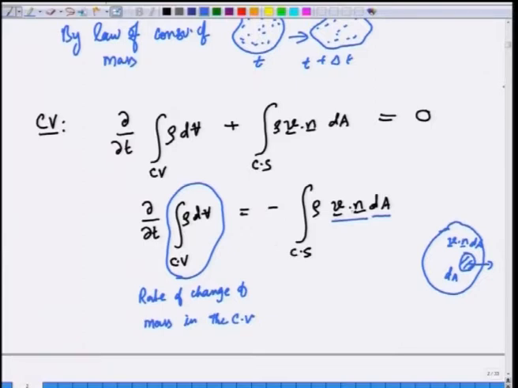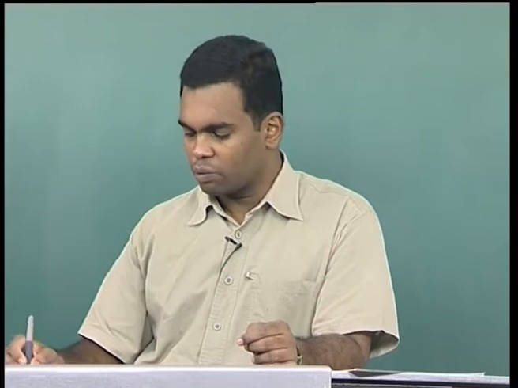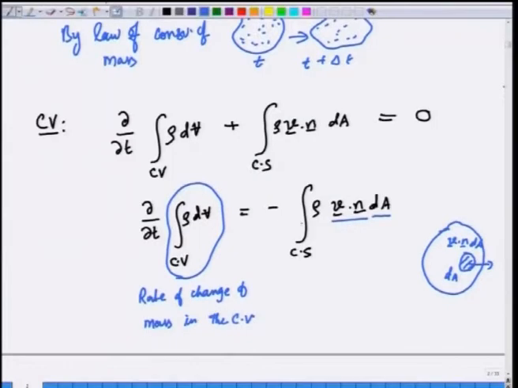Now, V dot n is positive if there is a net flow out. If there is net flow out everywhere on the control surface, then this integral will be positive. Negative of a positive quantity is negative, that means that there will be a decrease of mass with respect to time in the CV. If V dot n is negative through every part of the control surface, then there is a net inflow, because n is the unit outward normal.